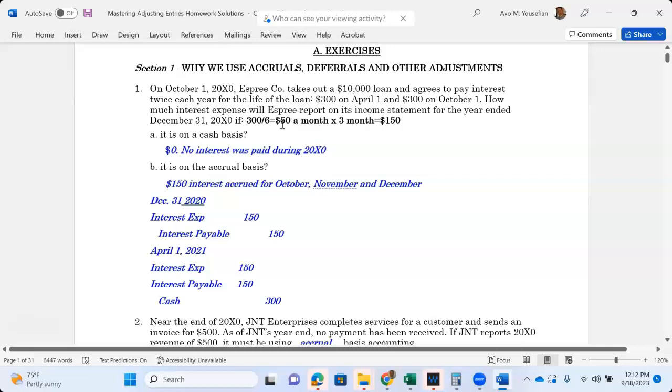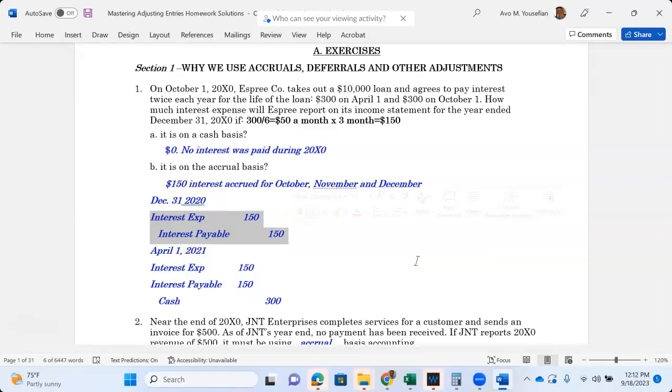Because 6 months is $300. So if you divide $300 by 6 months, that gives you $50 a month. And $50 a month times 3 months, it's $150. So on December 31st, you recognize interest expense for $150. That's a debit. Expense will increase. And interest payable will be recognized. That's a credit. And liability will increase.